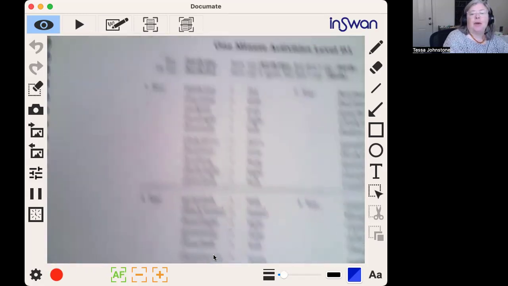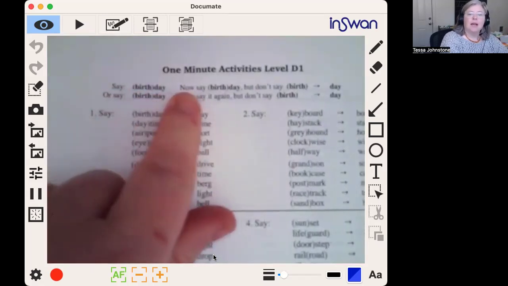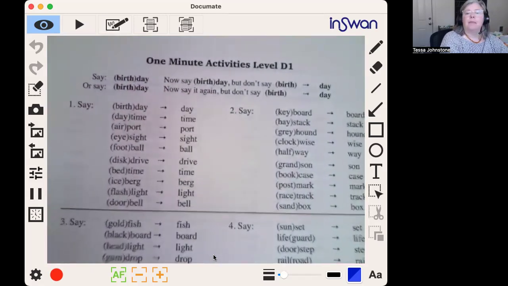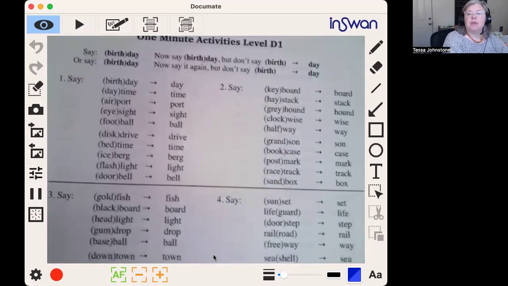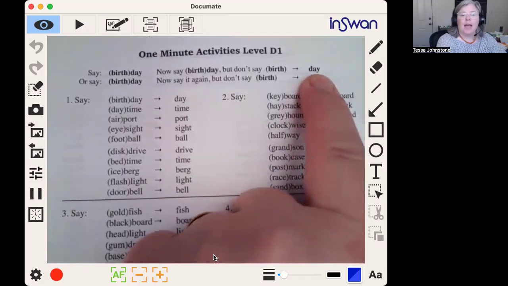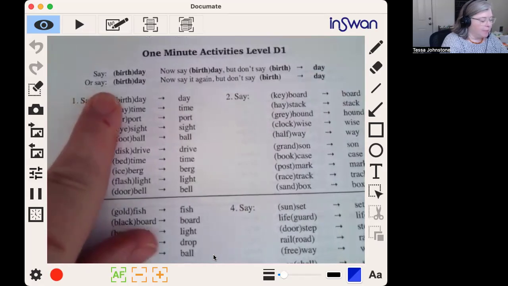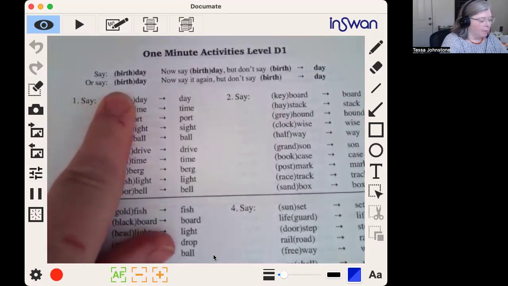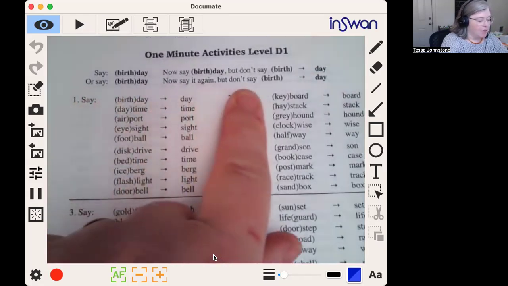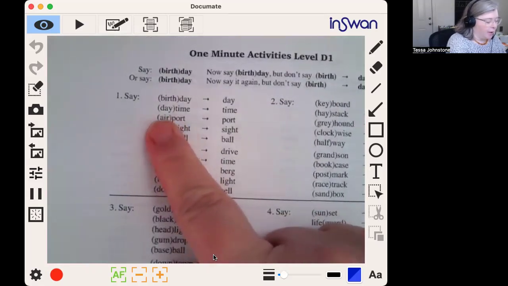What I love about this book is it gives you an example. Say birthday. Now say birthday, but don't say birth. The answer is day. You have to show a couple of these. So we're going to do it one more time. Birthday. Now say it again, but don't say birth. Day.